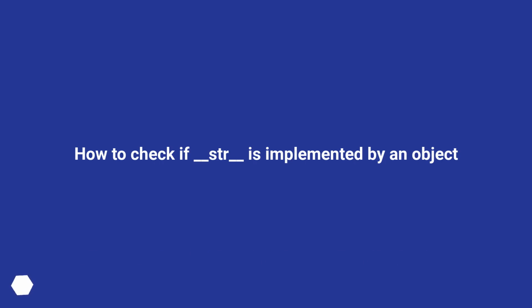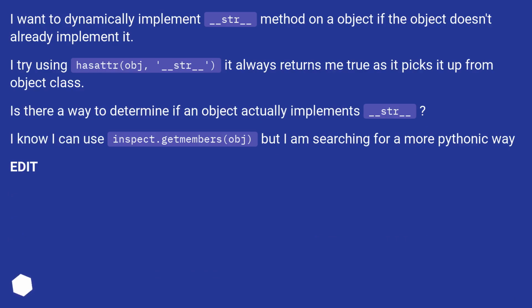How to check if __str__ is implemented by an object. I want to dynamically implement the __str__ method on an object if the object doesn't already implement it. I tried using hasattr __str__. It always returns true as it picks it up from the object class. Is there a way to determine if an object actually implements __str__?